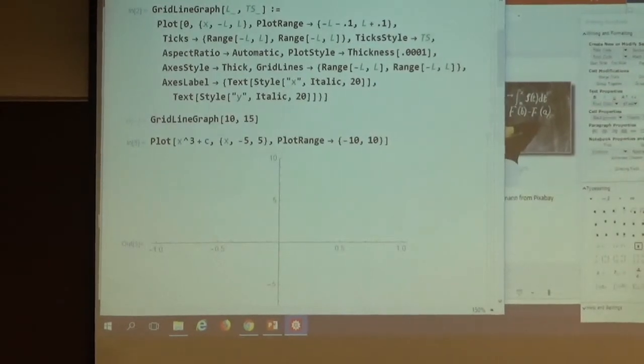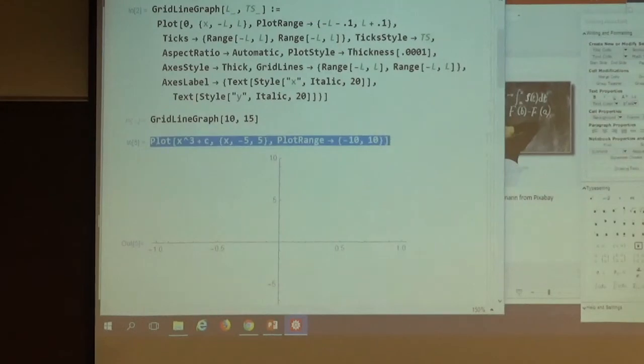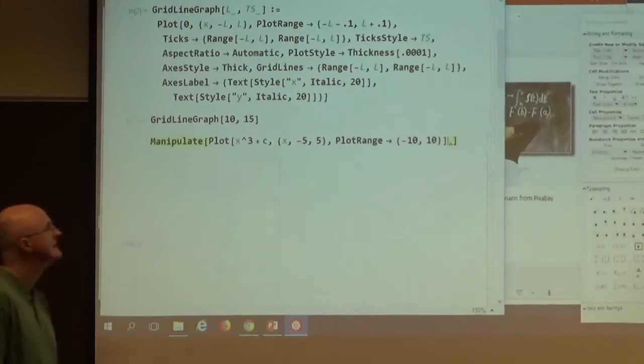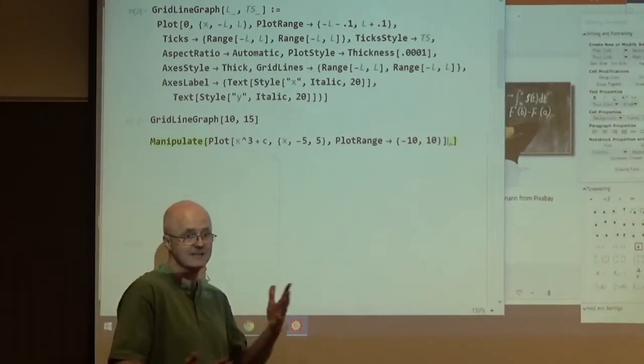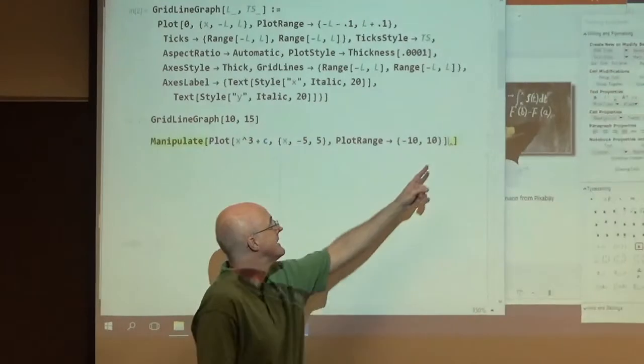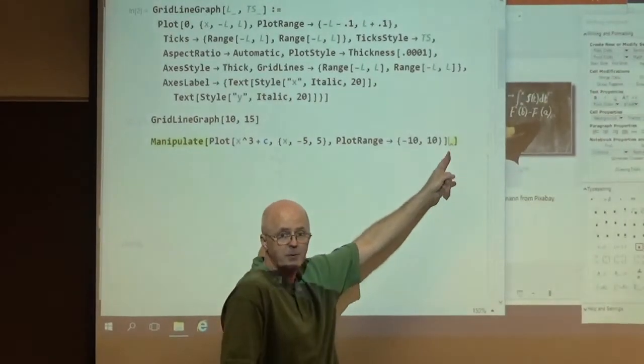So I have to tell Mathematica to let C vary, so I have to put this entire plot function inside Manipulate with square brackets around it, like that. But then that's not good enough because it still doesn't know what C is. You see that little red arrow? I need more input here for the Manipulate.